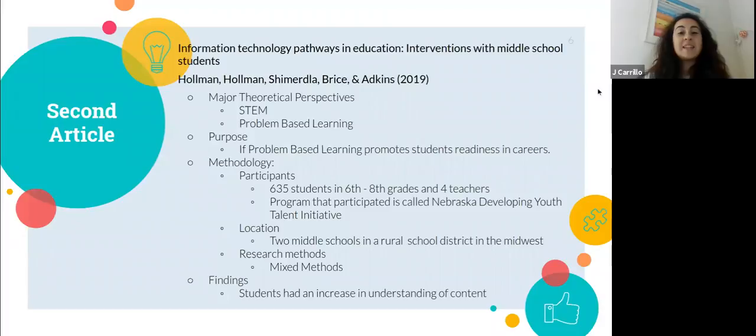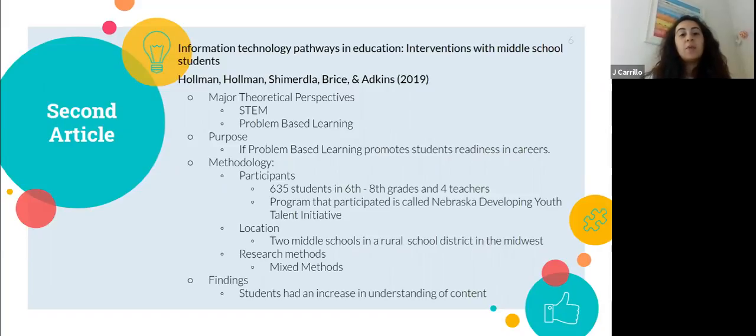Okay, so for our second article, I looked at Information Technology Pathways in Education: Interventions with Middle School Students. For this article, the major theoretical perspectives that they used were STEM, which is science, technology, engineering, and math. The authors defined this as short lessons that are implemented using science, technology, engineering, and math that can be incorporated with cross-cultural subjects and throughout the curriculum.